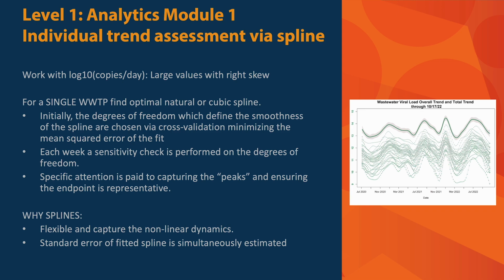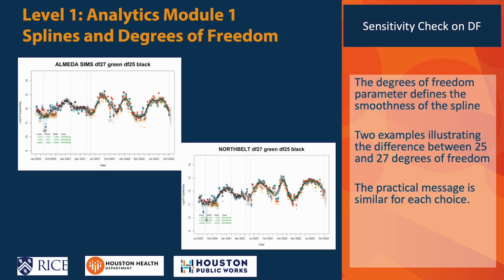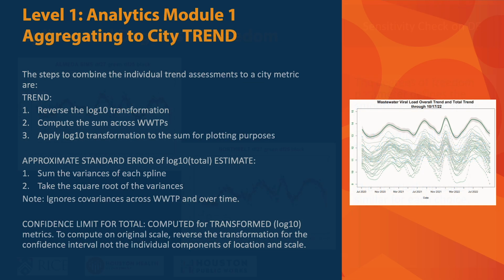As mentioned, each week we check the performance of the spline and do a sensitivity check on the degrees of freedom. Here's an example of a weekly plot in which we are comparing degrees of freedom 27, the green line, to degrees of freedom 25, the black line. Almeda Sims, the plot on the left, shows very little change due to degrees of freedom. But for North Belt, the plot on the right, degrees of freedom 27 better resolves the Omicron spike we had in January 2022.